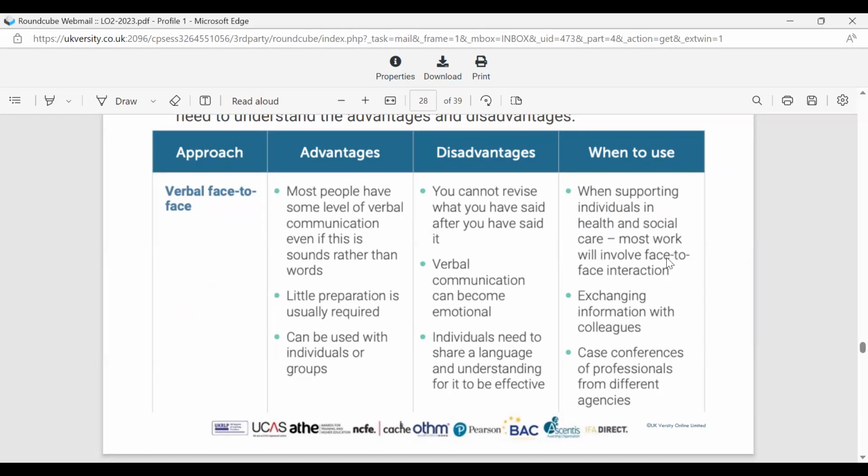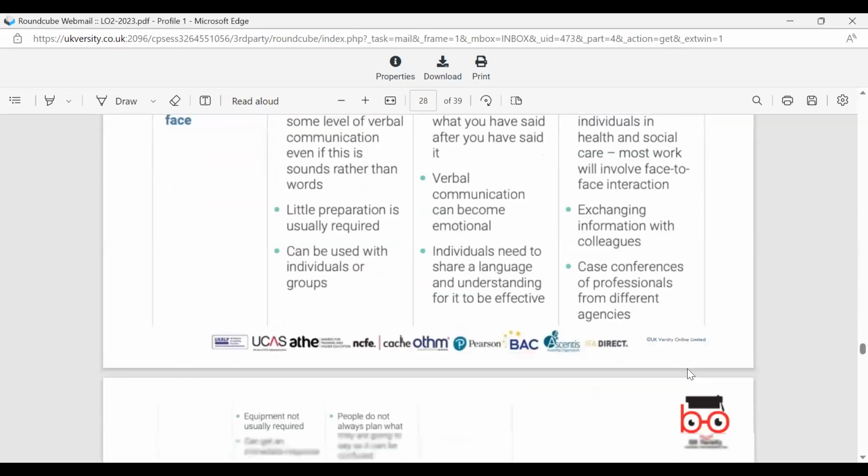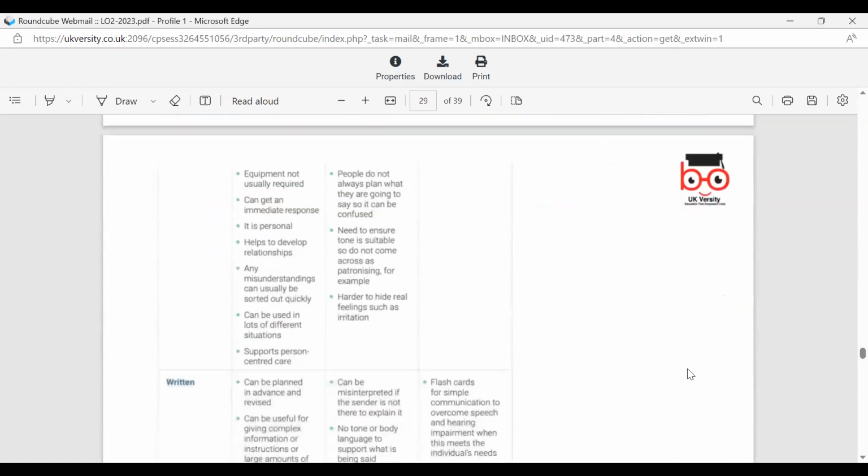And when to use it. When supporting individuals in health and social care settings, most work will involve face-to-face interaction and exchanging information with colleagues and case conferences or professionals from different agencies.